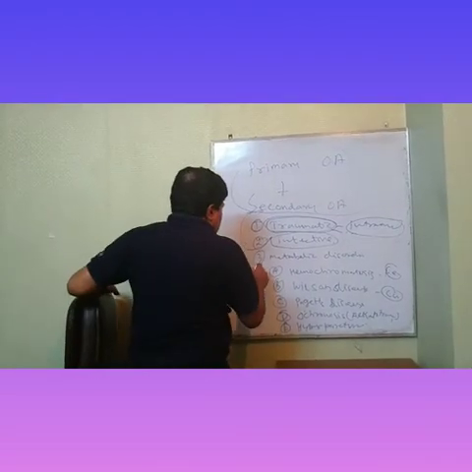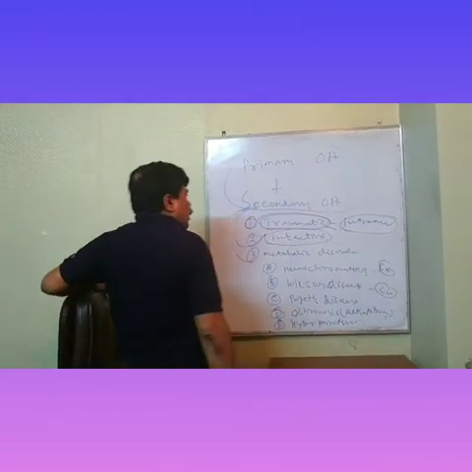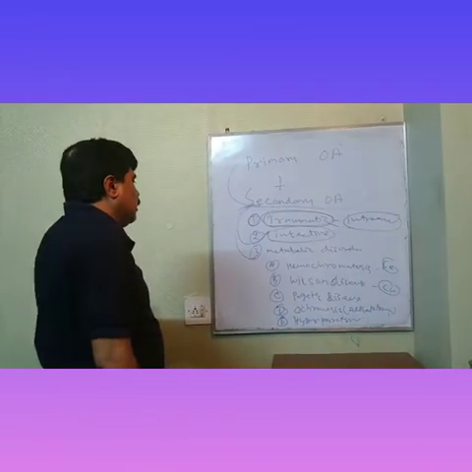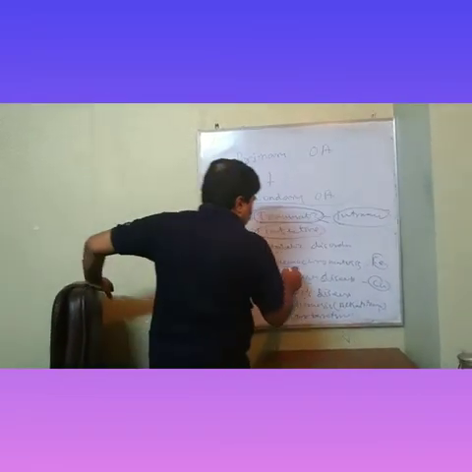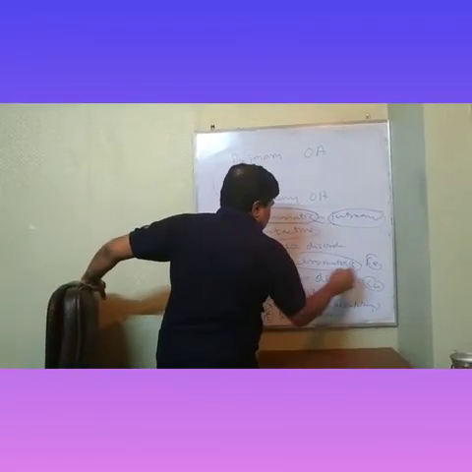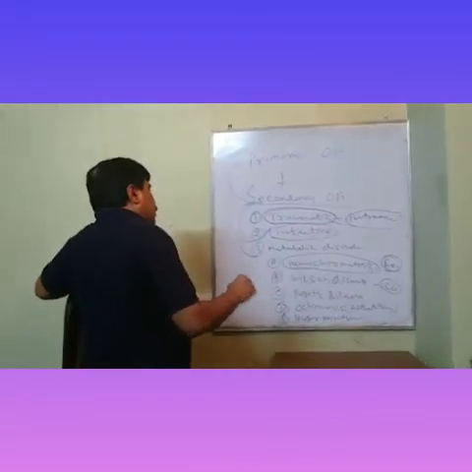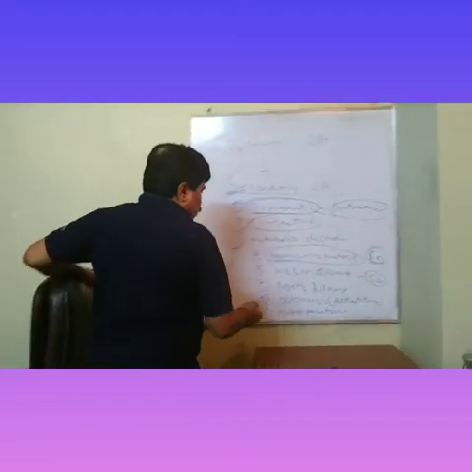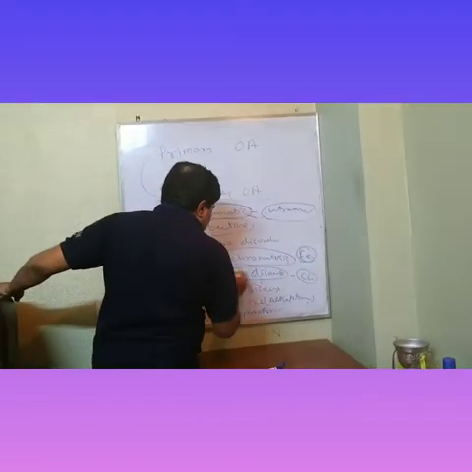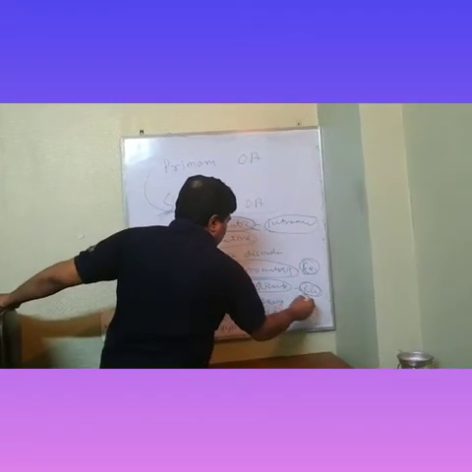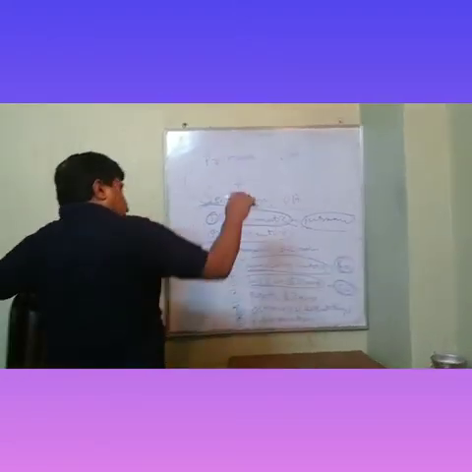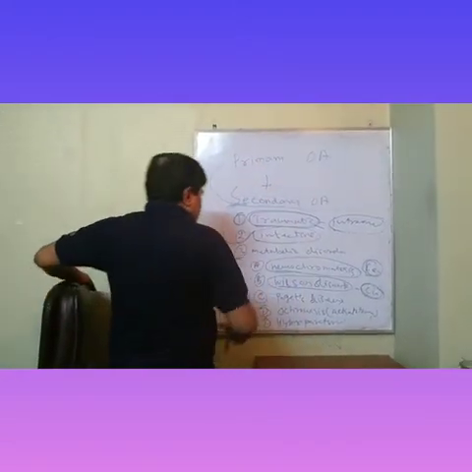Some metabolic diseases also lead to secondary osteoarthritis. One metabolic disease is hemochromatosis. If iron is deposited in the cartilage, that leads to secondary osteoarthritis. In case of Wilson disease, copper metabolism is disturbed. If the copper gets deposited in the cartilage, that leads to secondary osteoarthritis.